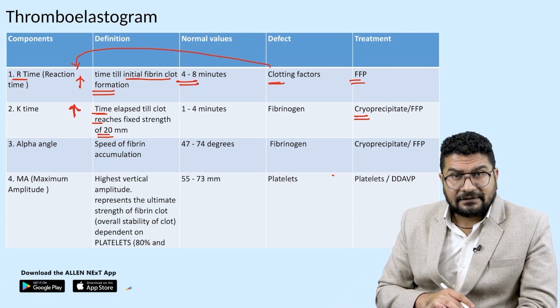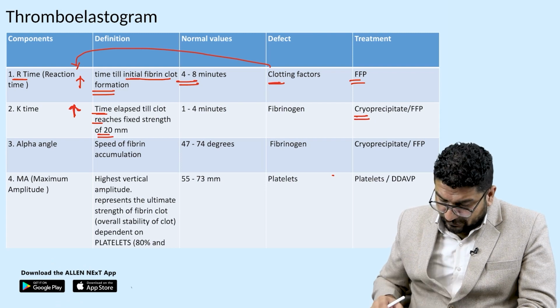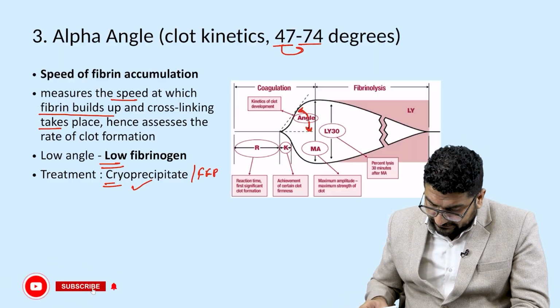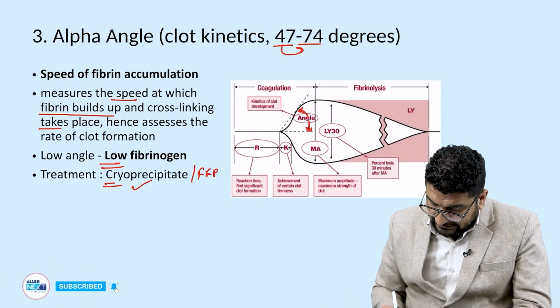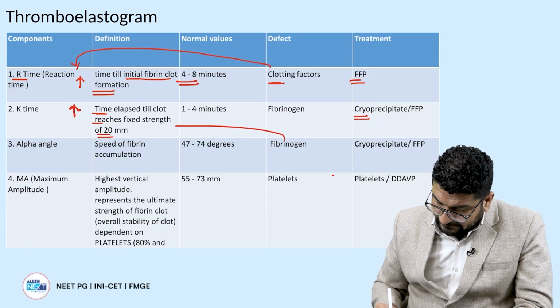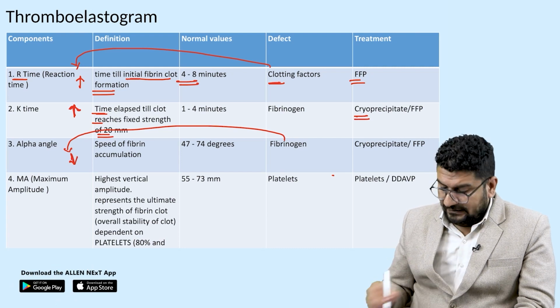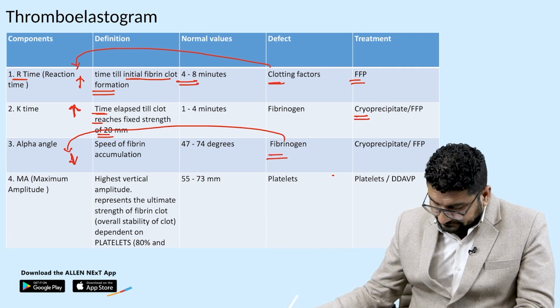Now see the alpha angle, it is telling you information on the speed of fibrin accumulation. So if you see the alpha angle here, if this angle is low, it will be low or less in case of a fibrinogen defect.